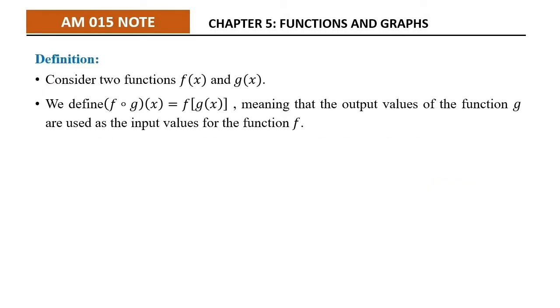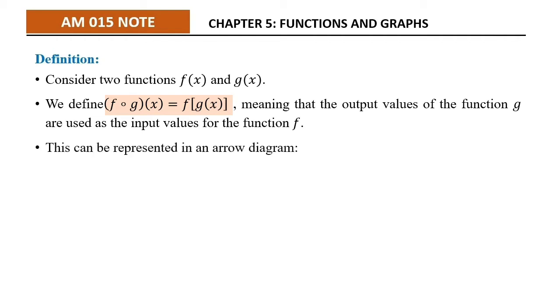Definition of composite function. Consider two functions f(x) and g(x). We define f of g equal to f of g(x), meaning that the output values of the function g are used as the input value for the function f.